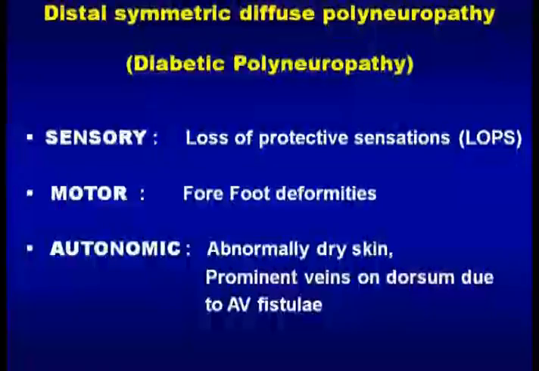However, in diabetes, it is the symmetric, diffuse, irreversible neuropathy that affects the feet, which is responsible for this foot condition. And we call it diabetic polyneuropathy, and as it is a polyneuropathy, it involves all the components of nerves, mainly sensory, motor, and autonomic. The motor neuropathy leads to various forefoot deformities, sensory neuropathy leads to loss of protective sensations, and autonomic neuropathy leads to dry skin and AV fistulae leading to prominent veins.